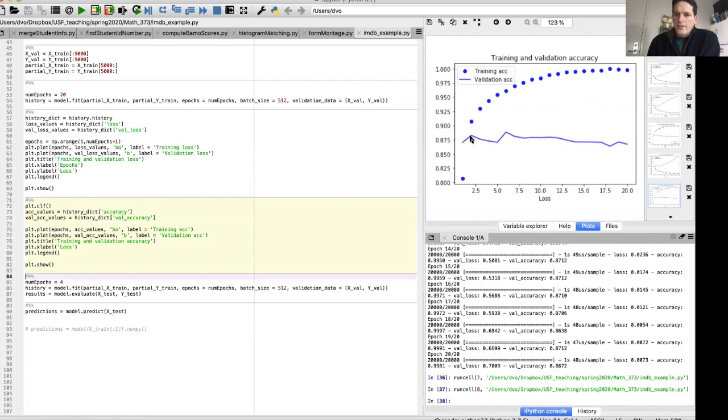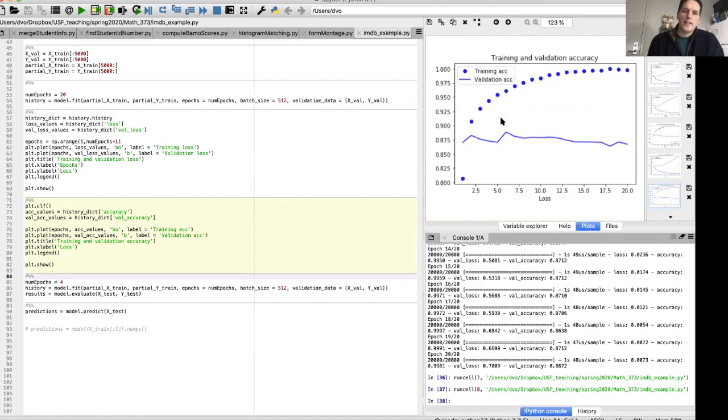But after this point here, the accuracy on the validation data set is no longer improving, and it's actually maybe getting a little bit worse. So at this point, the model is doing better on the training data, but it's doing a little bit worse on the validation data. This is overfitting, and this is what we want to avoid.